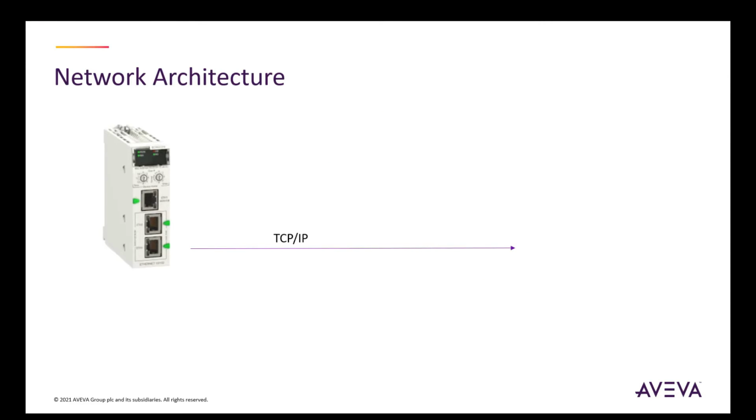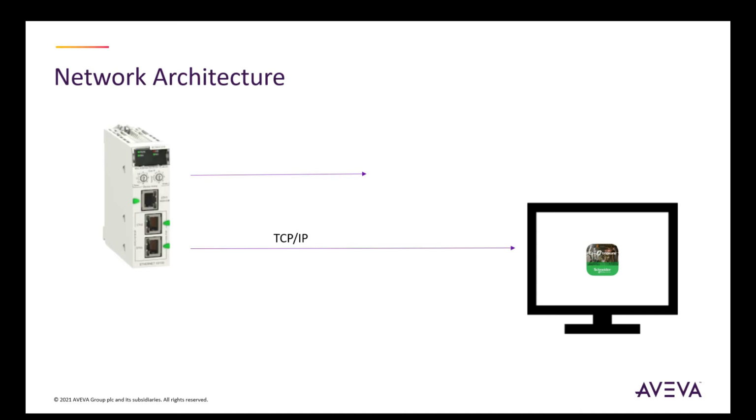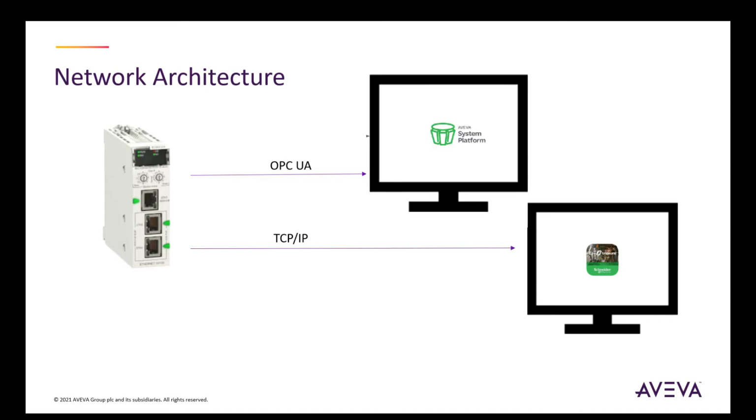This diagram shows the data flow between the Modicon PLC and System Platform. While there are different network architectures that can achieve what we are trying to accomplish today, in our case, we have EcoStruxure Control Expert and System Platform installed on two different machines on our network.